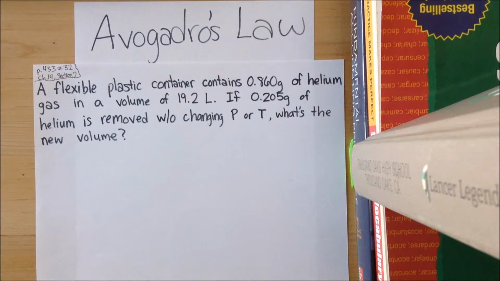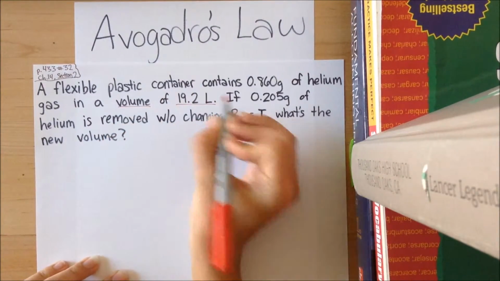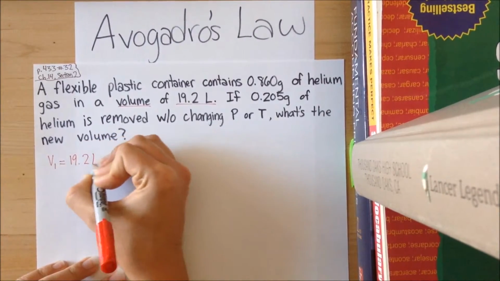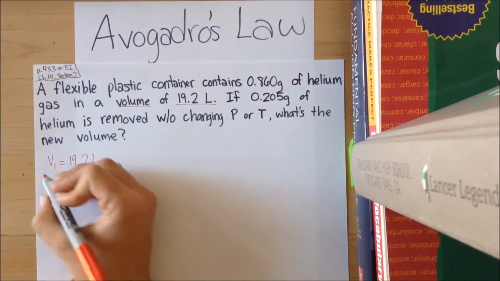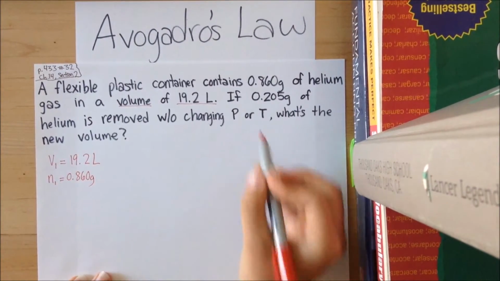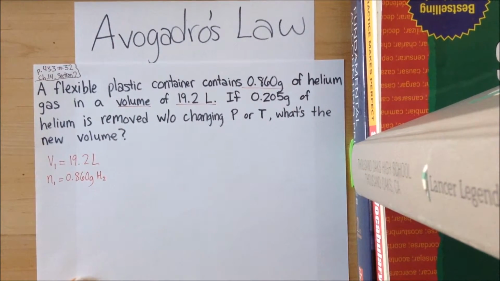A flexible plastic container contains 0.860 grams of helium gas in a volume of 19.2 liters. So what we get from that is that V1 equals 19.2 liters, and we get that N1 equals 0.860 grams of helium. Okay, and then the next sentence.